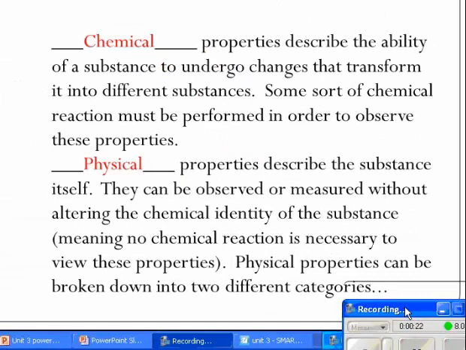So the chemical property describes the ability of these substances to undergo changes. So that's the big thing. Anytime you have a chemical property, it's the ability to change and transform into different substances. Some sort of chemical reaction must be performed in order to observe these properties. Great. Physical properties describe the substance itself. It can be observed or measured without altering its identity. That's the big thing. Any chemical property allows it to change. Physical properties are just observations and measurements of the substance itself.